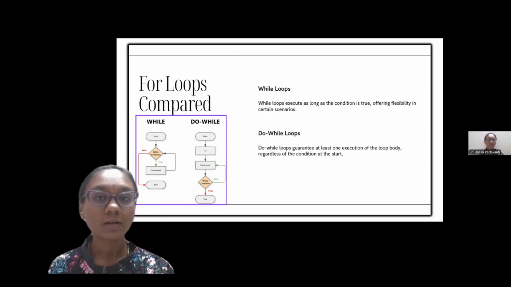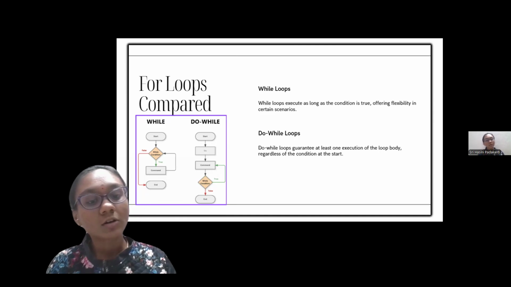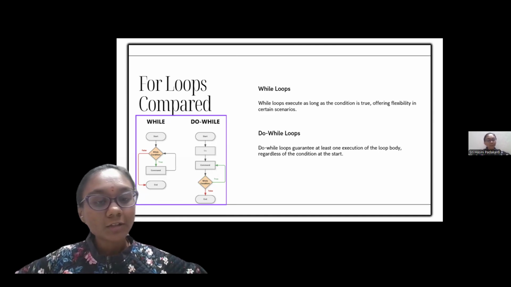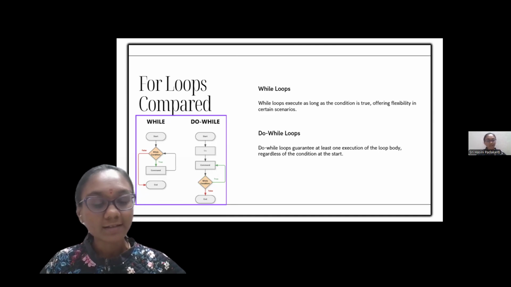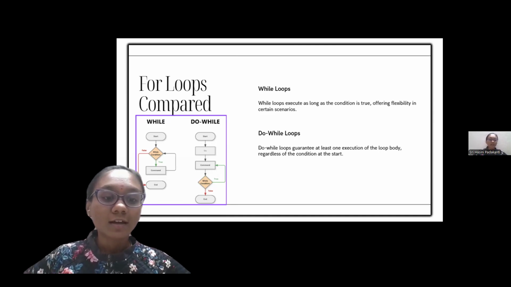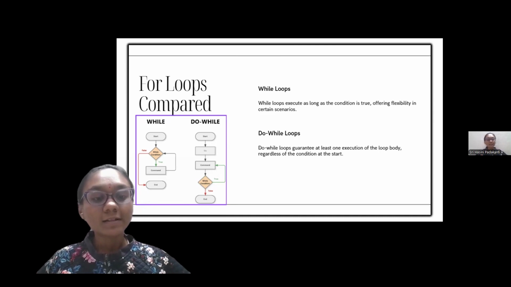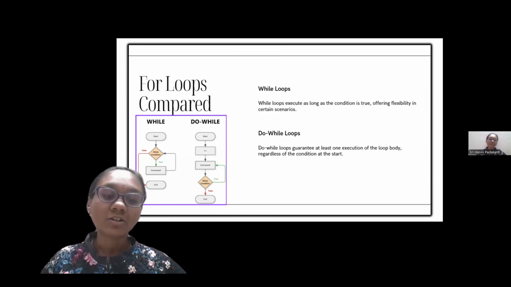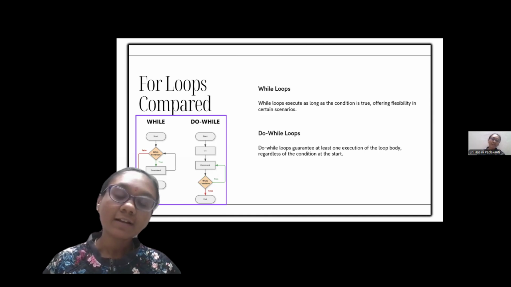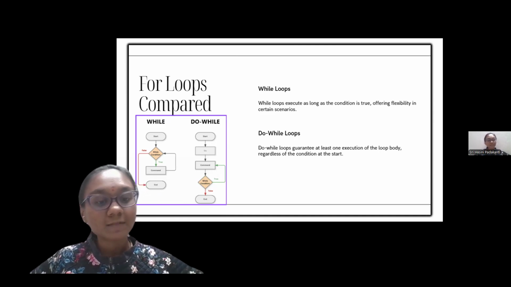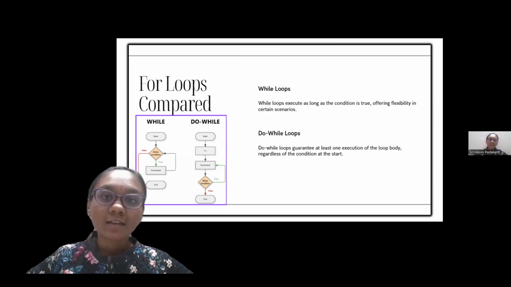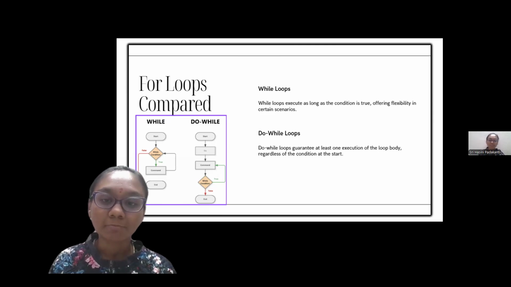The do while loop will enter into the loop body without checking the condition. After entering into the loop body, it will execute those statements. After the execution, at the end, it will check the condition. If the condition is true, again it will enter into the loop block and execute the statements. If the condition is false, then it will go to the next statement.